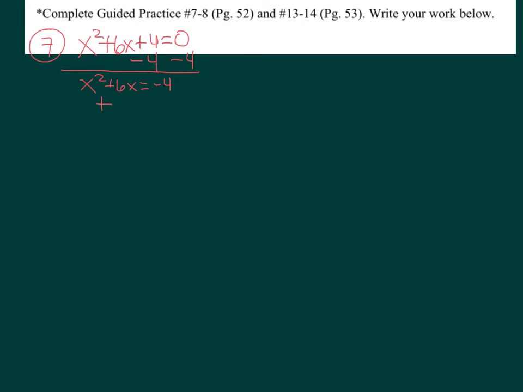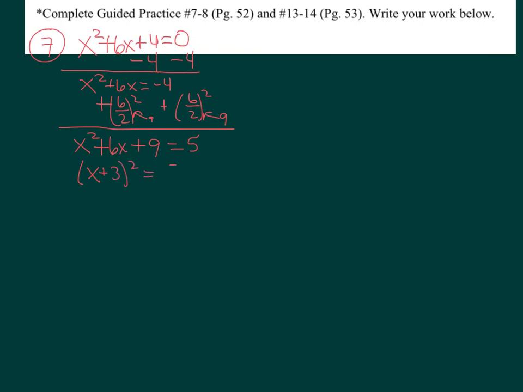Now I'm going to take half of the coefficient of x, square it, and add it to both sides. So I'll have x squared plus 6x. Here, 6 divided by 2 is 3, 3 squared is 9. So I'm really adding 9 to both sides. Negative 4 plus 9 is 5. So I'm going to write this in factored form, which would be x plus 3 quantity squared.